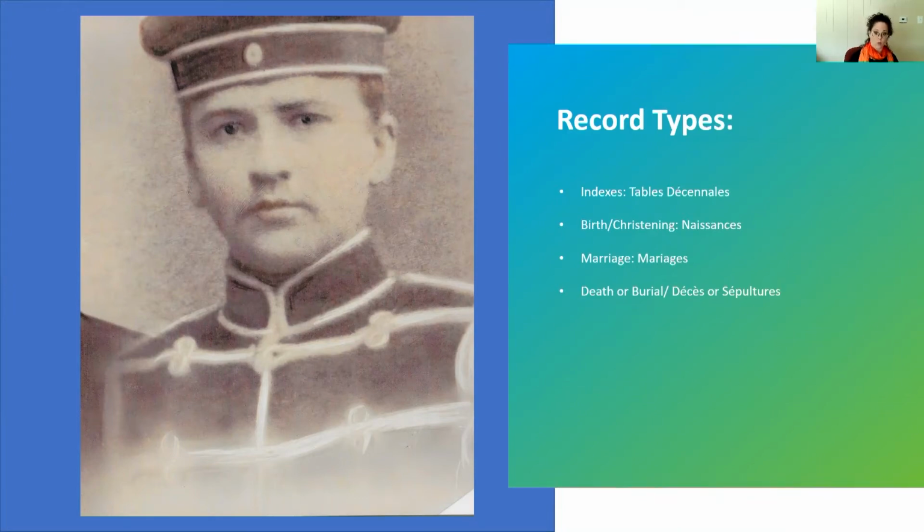So, we're going to talk about a few basic record types. The Catholic Church had several records, but these are the basic ones that we're going to cover. In the parish register, you're going to find indexes called the table décennale. I'll let you know right now, for all of you who are good at speaking French, my pronunciation isn't great, so I'll do my best. So there's the index, or table décennale. There's the birth and christening records, the naissance, the marriage records, or mariage, and the death or burial, décès or sépulture, that we're going to cover today.